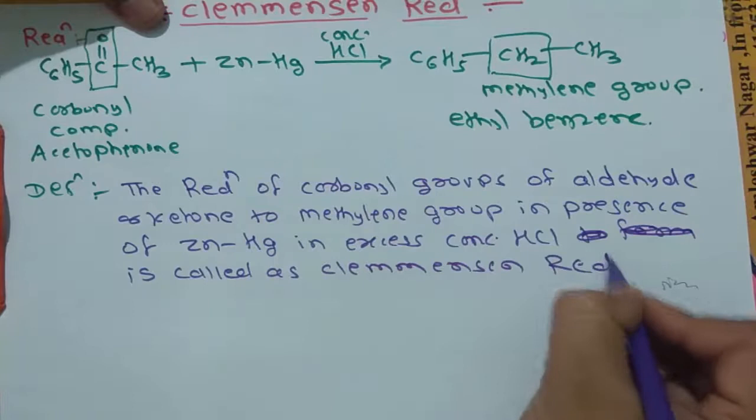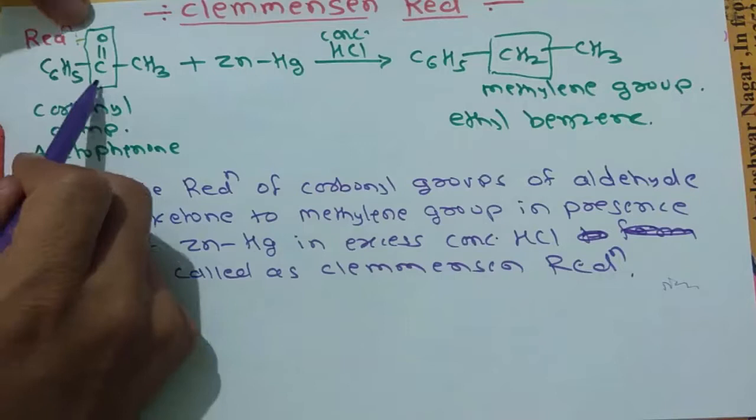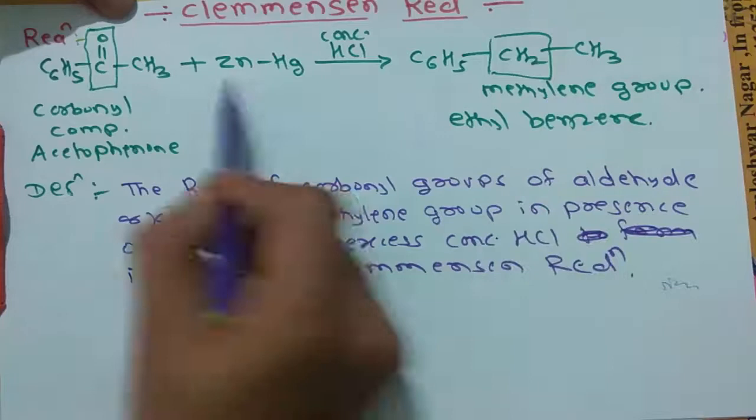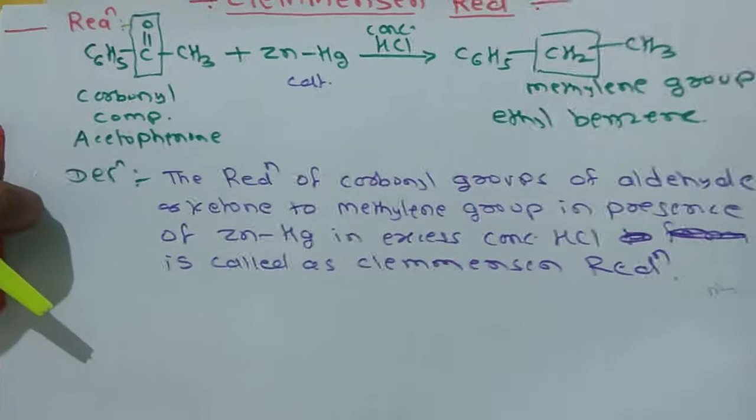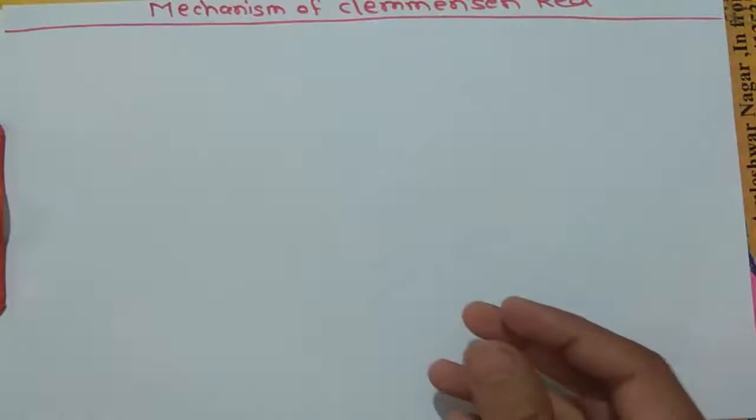Clemmensen reduction. The simple definition: in this reaction we reduce the carbonyl group of aldehydes or ketones to methylene groups by using zinc amalgam and HCl. These are simple reactions, the Clemmensen reactions. The reaction takes place in acidic medium. Now we can see the mechanism of the Clemmensen reduction reaction.